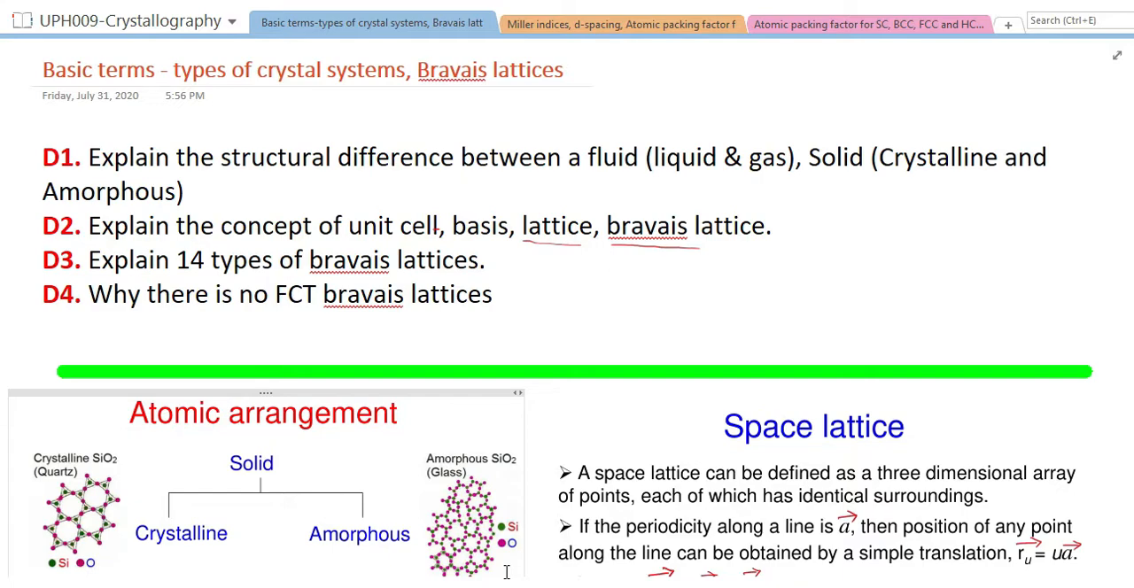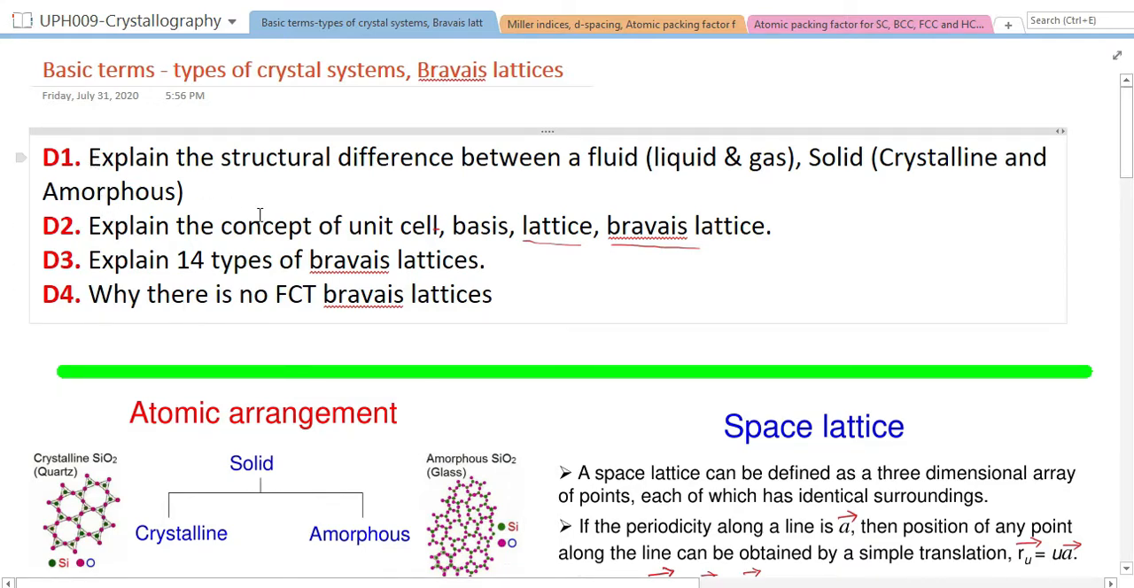In this lecture, we are going to talk about the concepts related to solid structures. In crystallography, when we try to explain what different types of solids there are, we start with defining concepts like what is a unit cell, what is a basis, lattice, then Bravais lattice, different types of lattice, how do you distinguish between different types of Bravais lattice, etc. In this lecture, we'll cover these 4 different points.